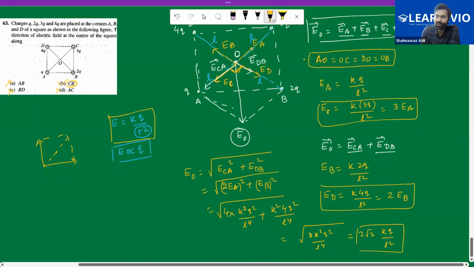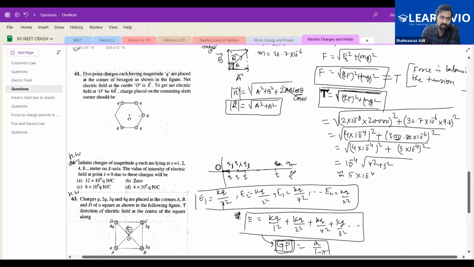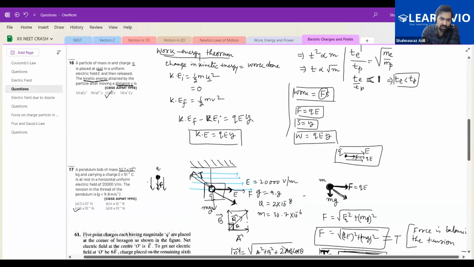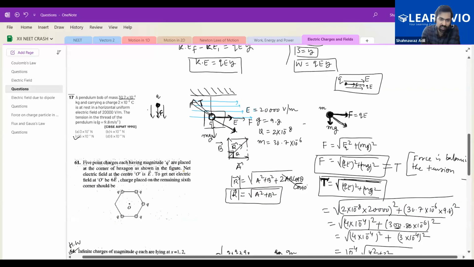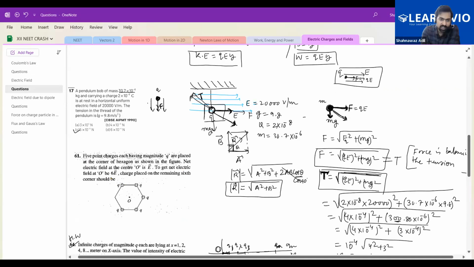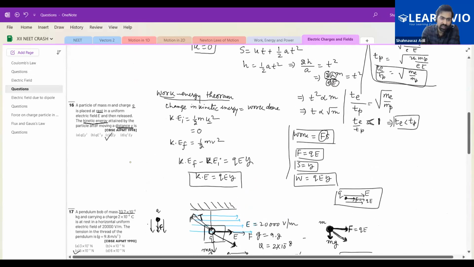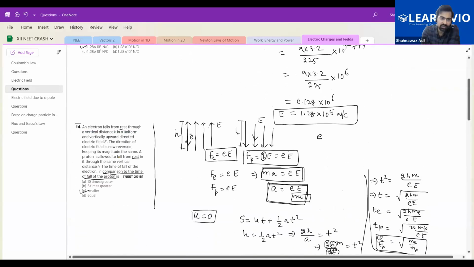And now let us do a different kind of question. So the next question is, this one is also right. To get the net electric field at O, the 6E charge placed on the remaining 6 corners would be, right? So this we can do, but yeah, let's do this question. So the 14th one.